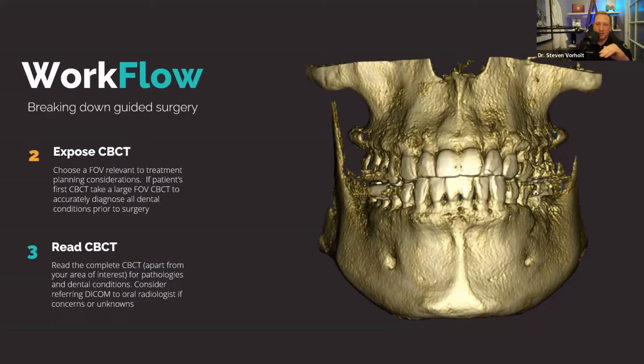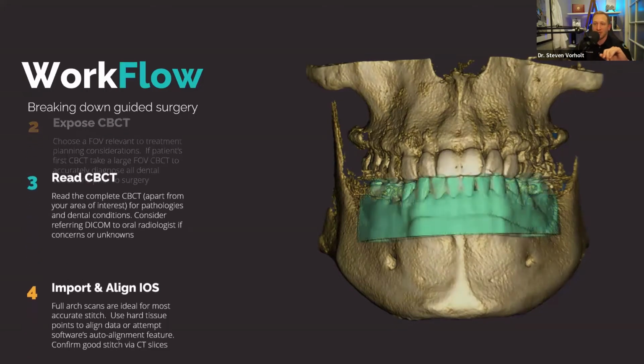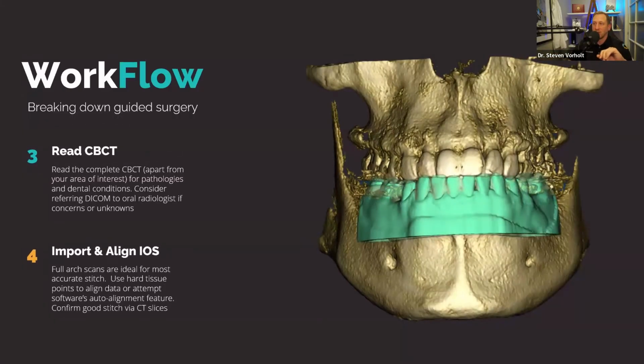So we're going to read the CBCT, not just the area we're interested in. If they come in because number 8 broke in a basketball accident, we're going to look at the whole volume of the CT, because medical legally we need to read the whole CT. And then we're certainly going to focus on that once we're done. If there's anything that you don't recognize or you're concerned about, you can send it to an oral maxillofacial radiologist for a more thorough reading.